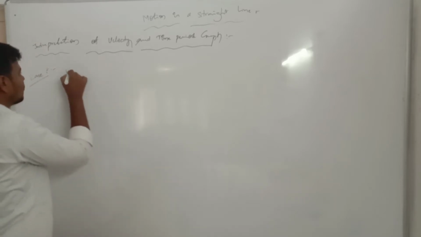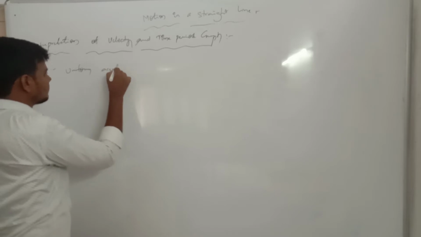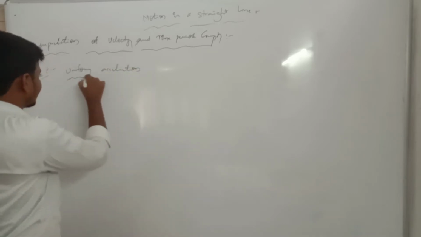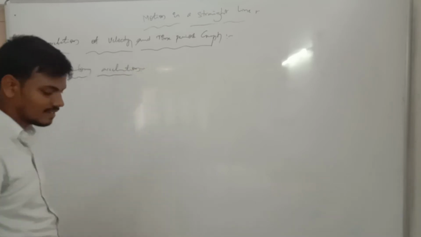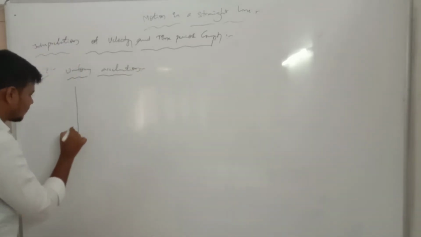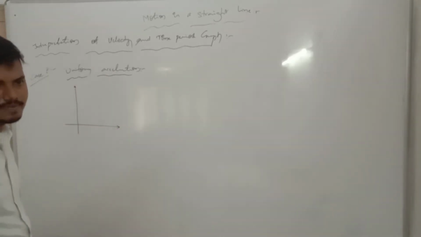Uniform acceleration. The first case. Uniform acceleration means we are applicable. The first one we are going to the graph method. This is the first graph.